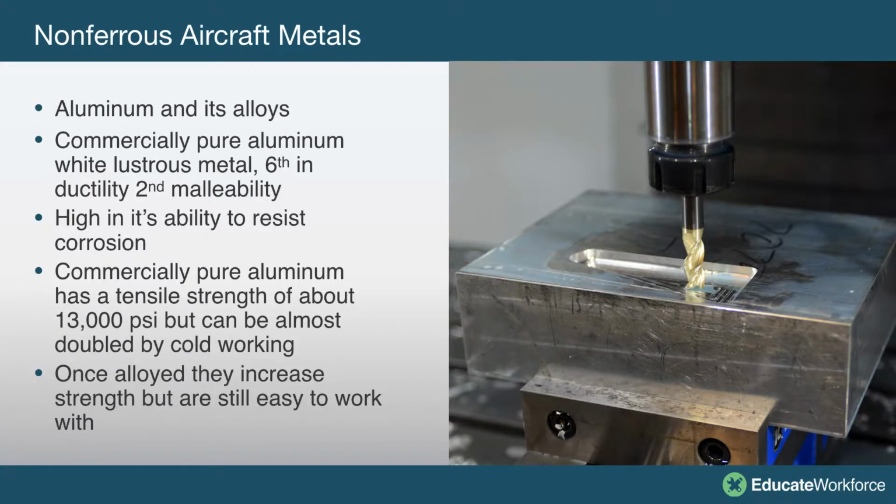Aluminum and its alloys. Commercially pure aluminum is a white, lustrous metal, 6th in ductility, 2nd in malleability. It is also high in its ability to resist corrosion. Commercially pure aluminum has a tensile strength of about 13 ksi, but can be almost doubled by cold working alone. So you could raise that 13,000 psi to 26,000 psi just by cold working the aluminum. Once it's alloyed, it's going to increase its strength, but it's typically still easy to work.